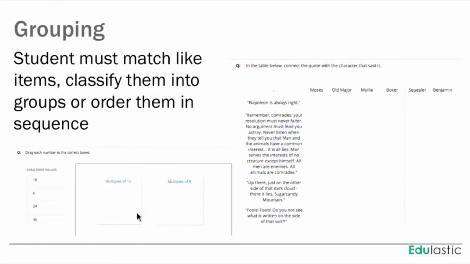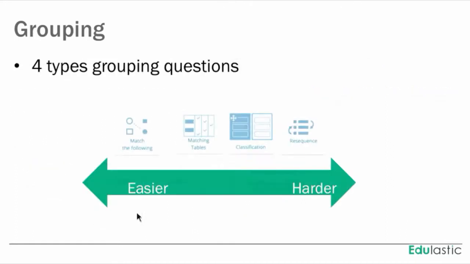After the graphing types, we have the grouping types, and this is where some of the drag and drop ones come in. In the grouping type, the student has to either match or classify items. So this is good for social studies and science, as well as ELA and math. These are very flexible question types. They also go from easier to harder.